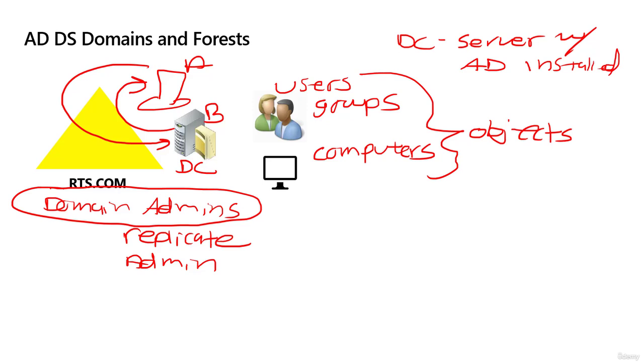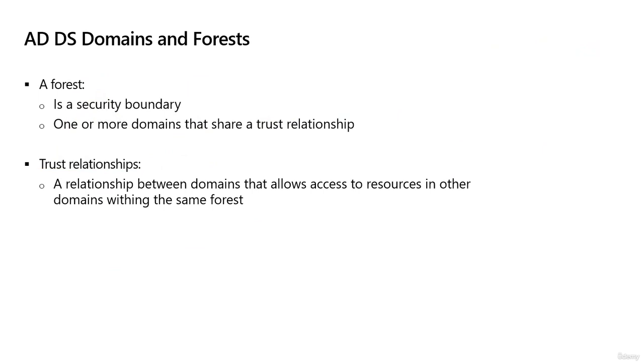To recap domains, the big takeaway is that a domain is a replication boundary, it is an administrative boundary, and it's a repository for all of the objects. We also have a forest. A forest is a security boundary. One or more domains that share a trust relationship with each other constitute a forest. The trust relationship is between domains, and it allows you to access resources in other domains within the same forest itself.